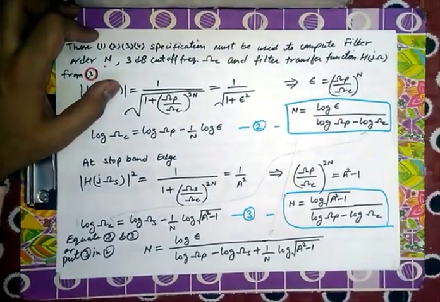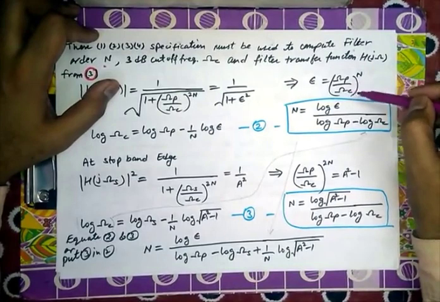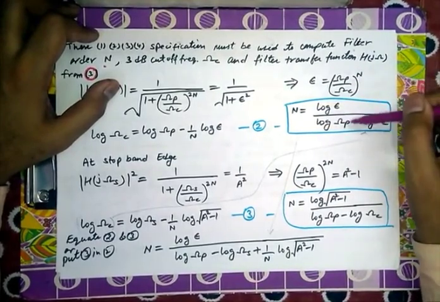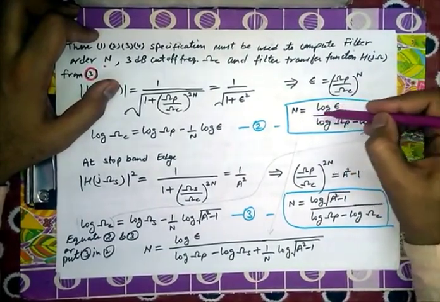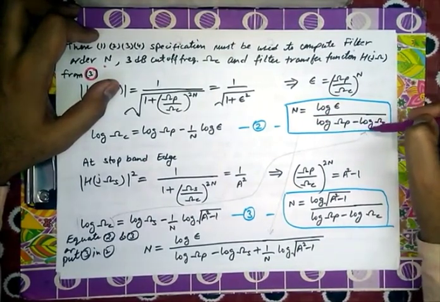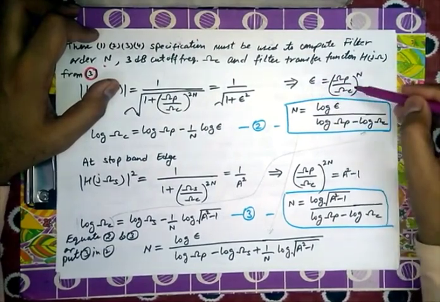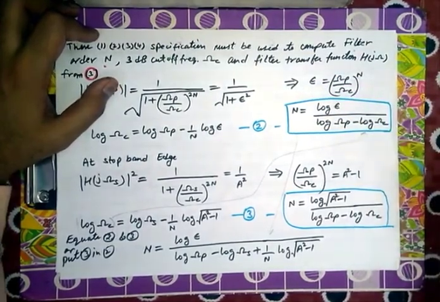Further, we can put this equation in log form. After applying the log on both sides and multiplying, we will have this value n equal to log epsilon upon log omega p minus log omega c. It is just applying the log in this equation and we will have this equation.